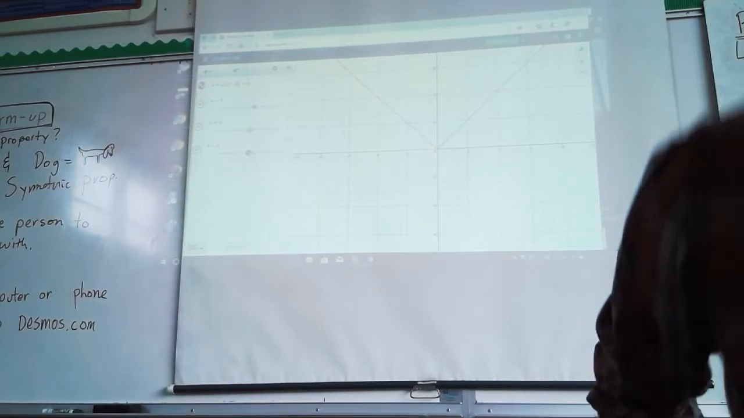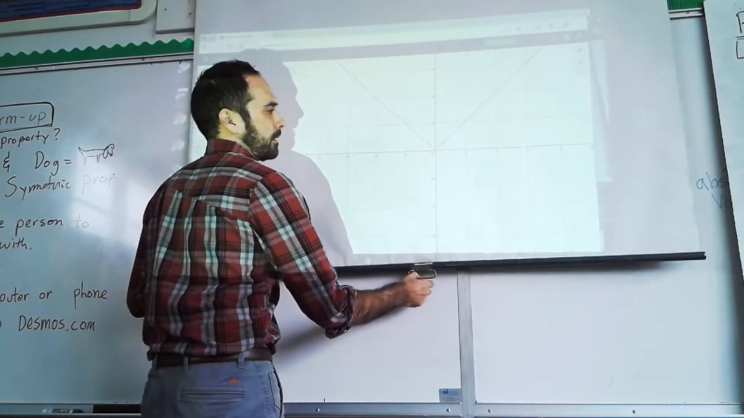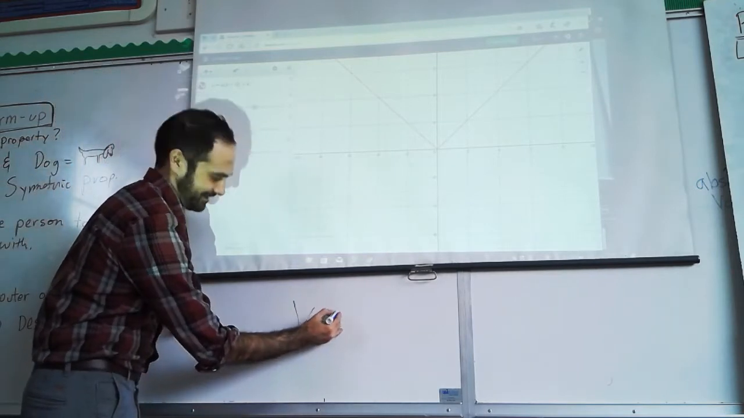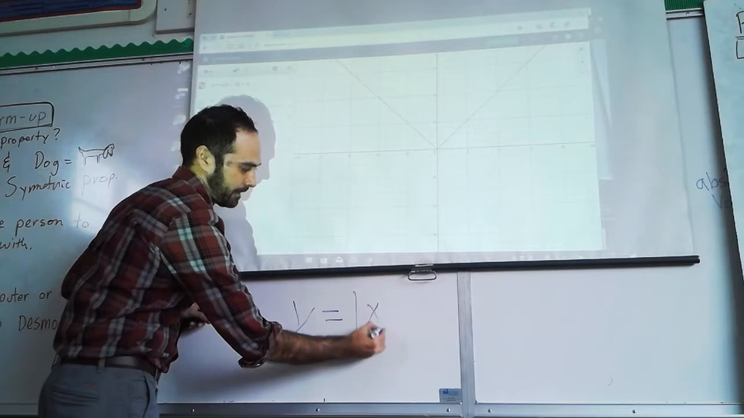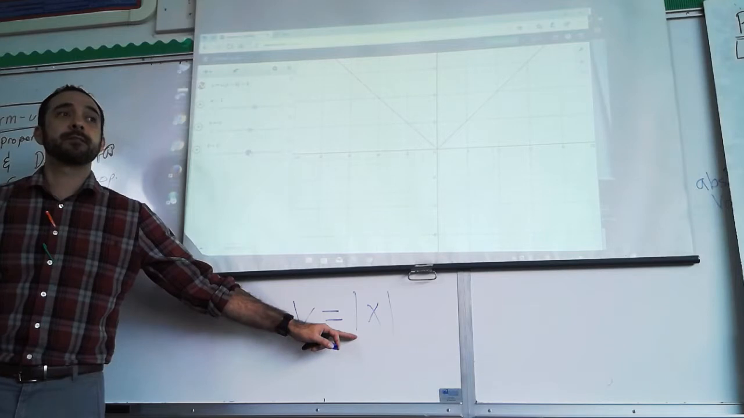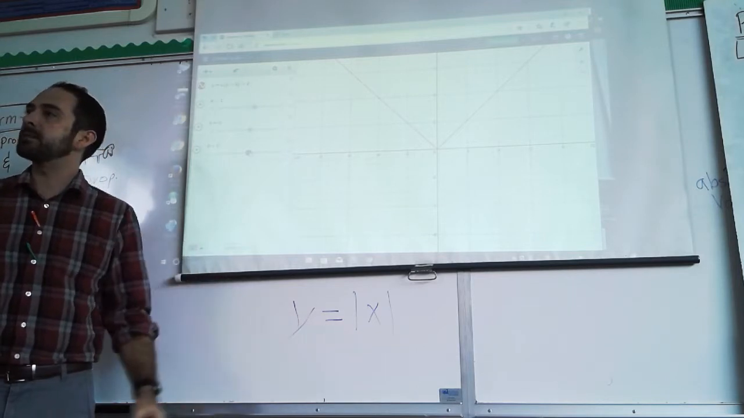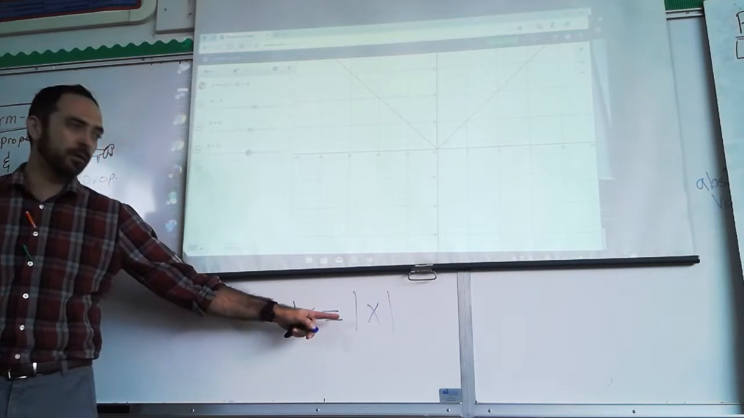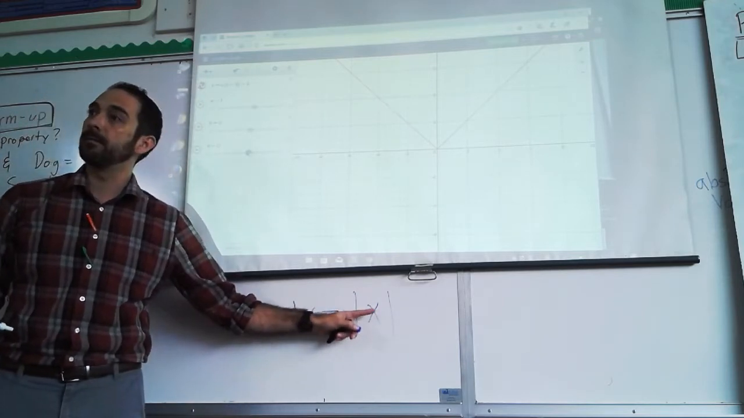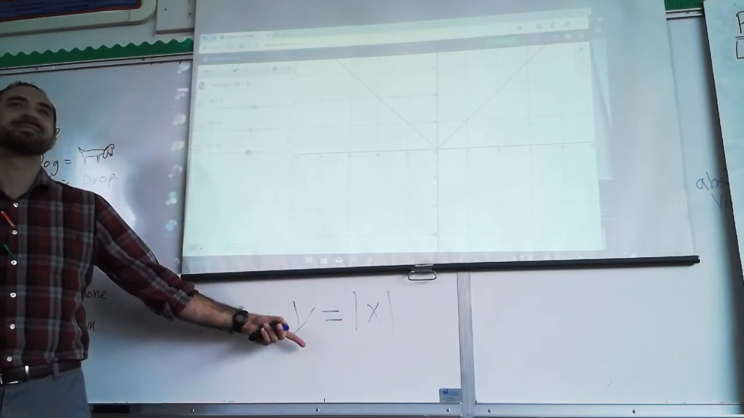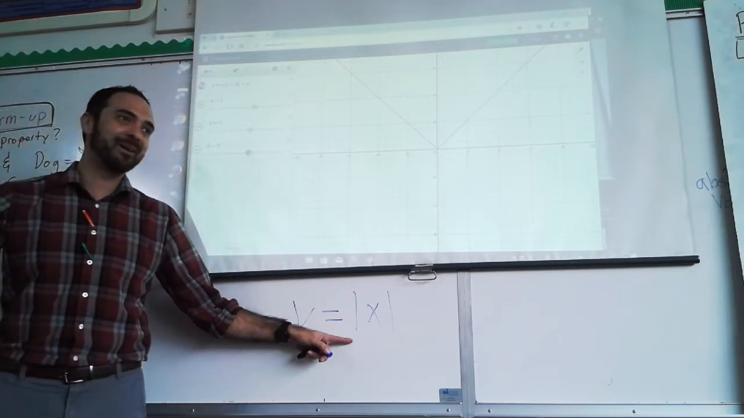So I want to kind of give you this idea. What we have on the graph right now is y is equal to the absolute value of x. Does everybody agree with that? Look at what's missing. a is 1, right? The 1 value out here we don't write, but there's a 1 right here. h is 0, so there's nothing on the inside of the absolute value. k is 0, so there's no k value. So you see, this is our parent function.